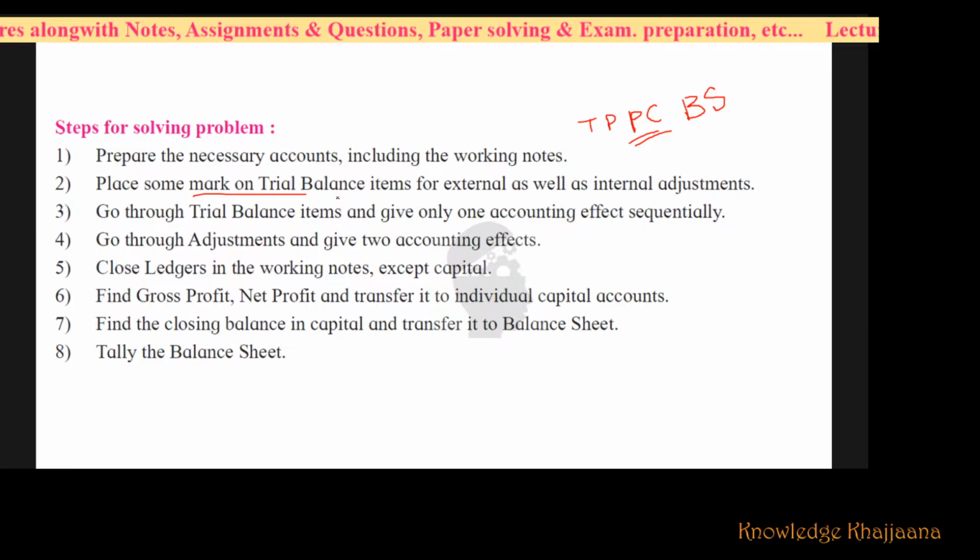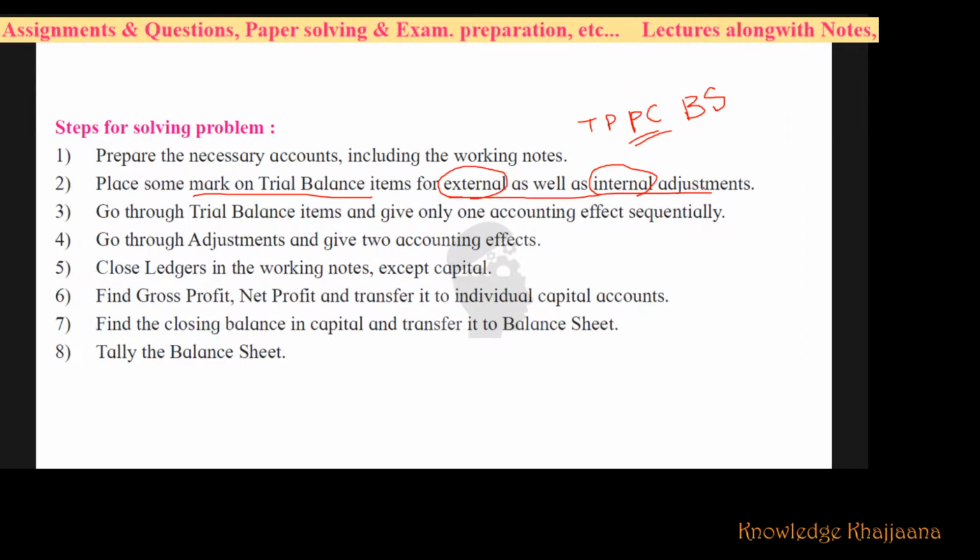Place some mark on trial balance items for external as well as internal adjustments. In our last lecture we learned how to place the mark on the trial balance items for external and internal adjustments. Internal adjustments mean hidden adjustments, and external adjustments mean the adjustments given below the trial balance.